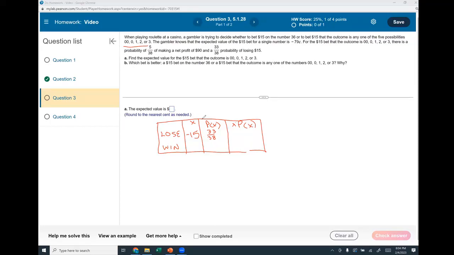I don't see a way to do this in StatCrunch. You do have to actually calculate this out. So we have 15 times 33 divided by 38. So this is negative $13.03. Okay. If I win, so let's see.